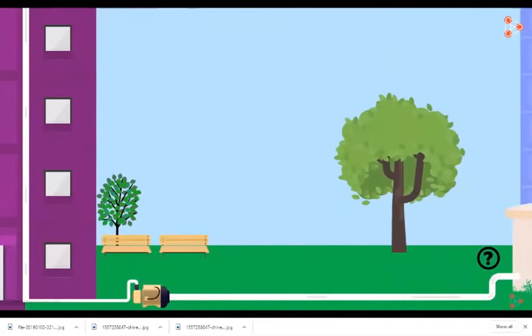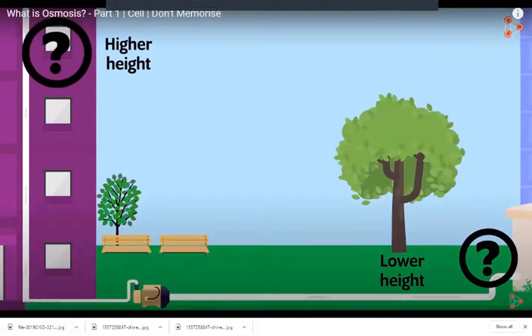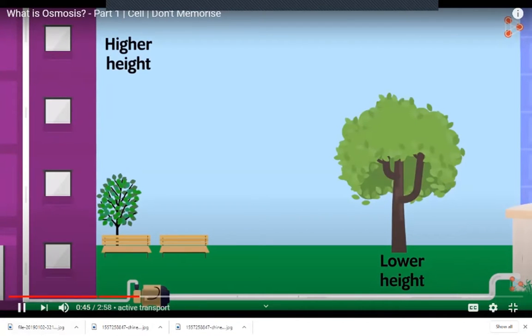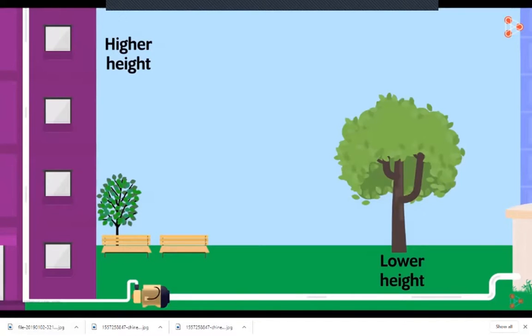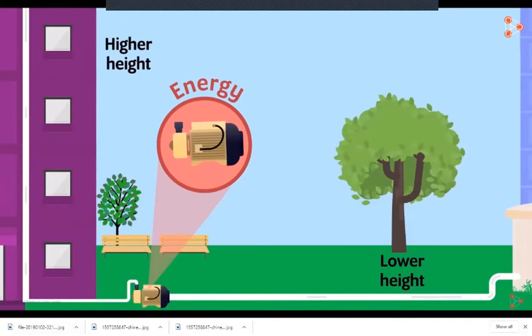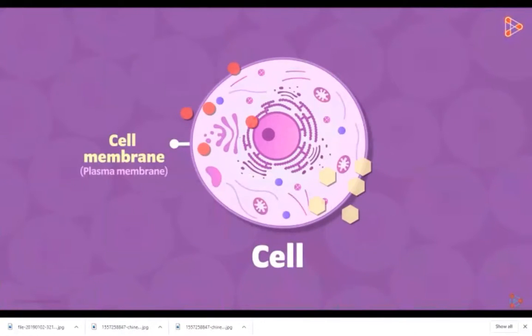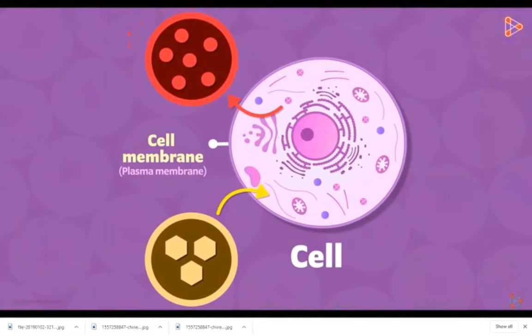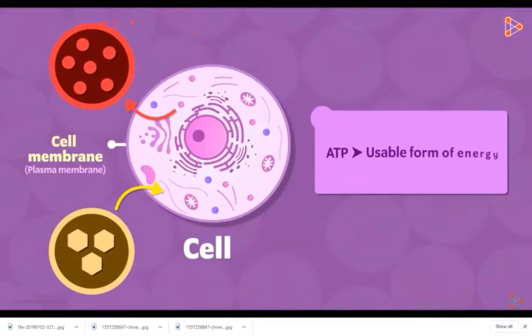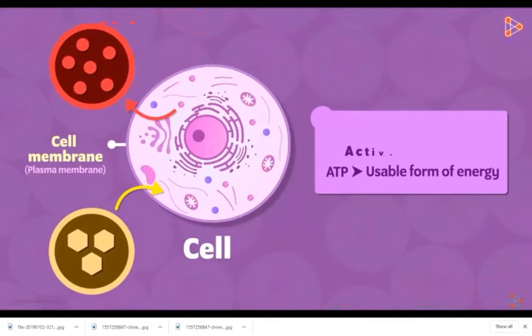Tell me one thing. How do we transport water from a lower height to a higher height? We need a pump, because this does not happen on its own. A force or some energy is required to pull the water upwards. Similarly, in a cell, some molecules have to be carried inside or moved outside the cell. This requires energy to be spent. The energy used is in the form of ATP molecules. This is called active transport. That is, active transport requires expenditure of energy.